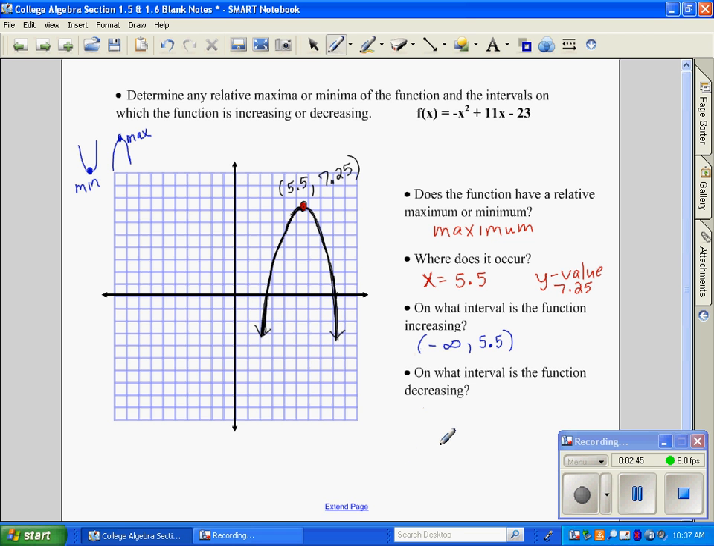My next question, it says on what interval is it decreasing? So as I read left to right and go over this graph, I want to know when do I start going down. Decrease means down right here. So from this point on I go down, so I need to describe. This is 5.5 and it goes down forever because of this arrow. So my decreasing interval is going to be from 5.5 to infinity. And when we're describing the increasing and decreasing, remember these values are the x values because of the domain.